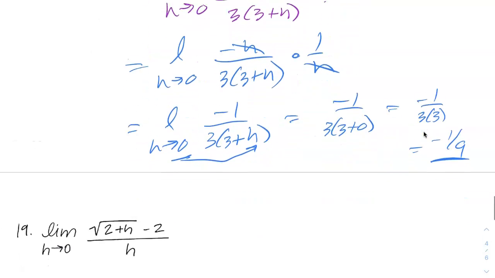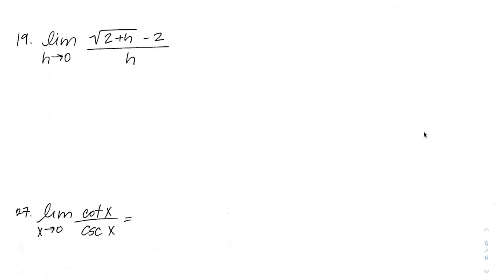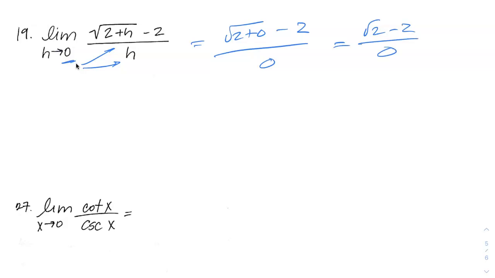Moving on to this one. Now remember, before we do anything, before we go multiply by the conjugate, try h equals 0. See what happens. So I plug in 0 here. I get radical 2 plus 0 minus radical 2, over 0. That's not 0 over 0, that's not indeterminate, that's just undefined.